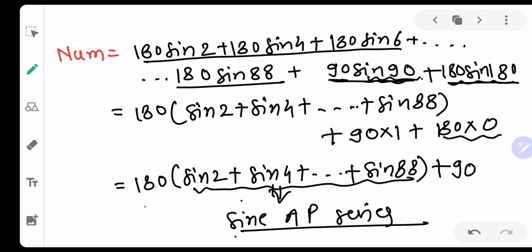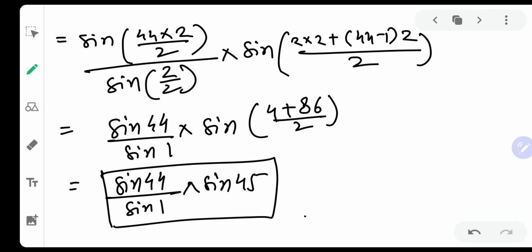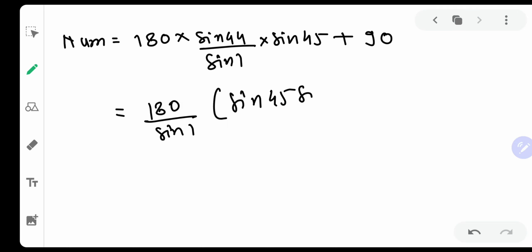Okay, so after solving the sine AP series, what do we have? 180 into sine AP series plus 90. So let us write down the numerator. Numerator is equal to 180 into sine AP series. Sine AP series is sine 44 by sine 1 into sine 45, plus 90. Now let us replace this and write down sine 45 first and sine 44 then, later plus 90.